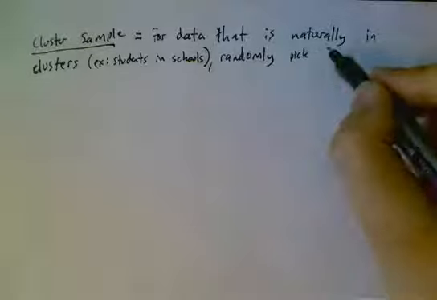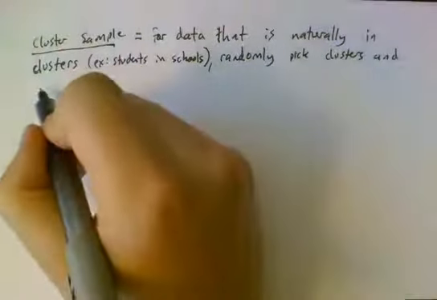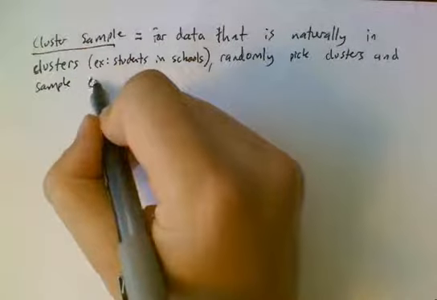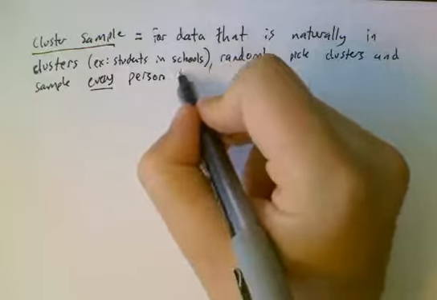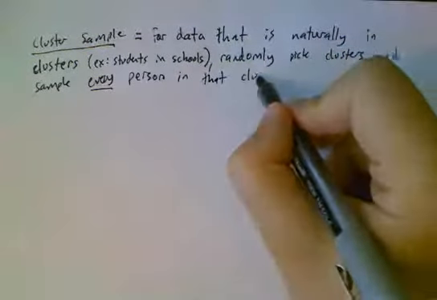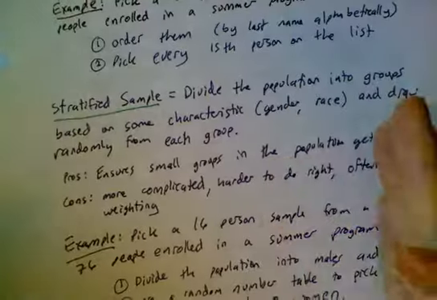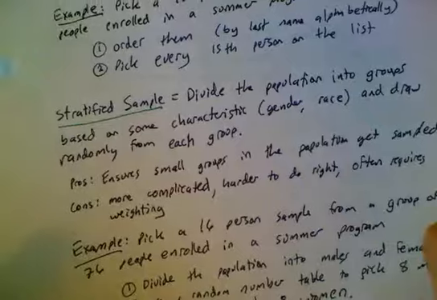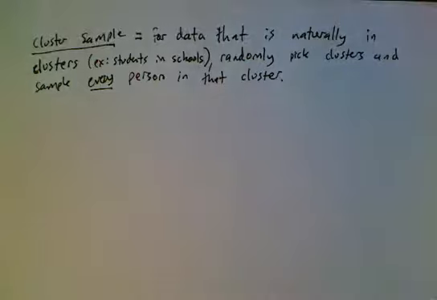Randomly pick clusters and sample every person in that cluster. So in this case, with the stratified sample, we separated it into multiple groups, and then from every group we took a random sample of people in it. Here, we're not picking every group, not every cluster. We're randomly picking a few clusters and then talking to every single person in that cluster.